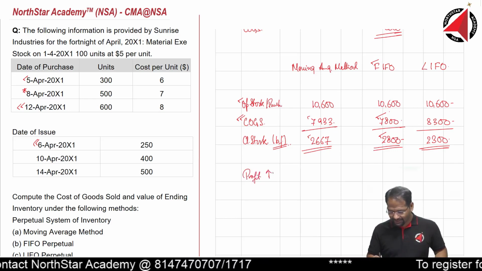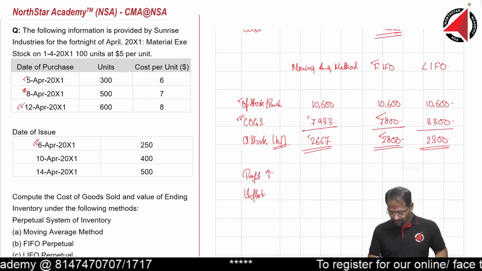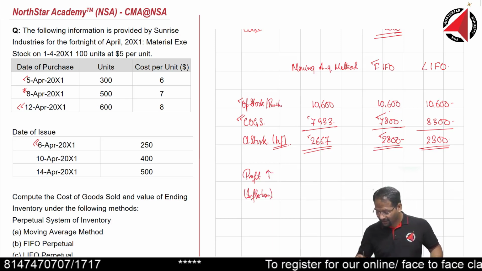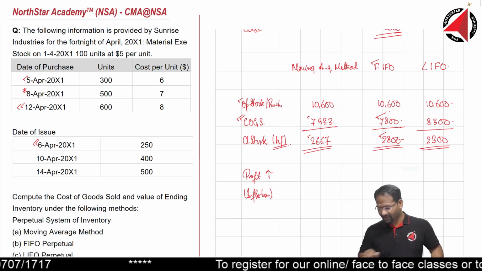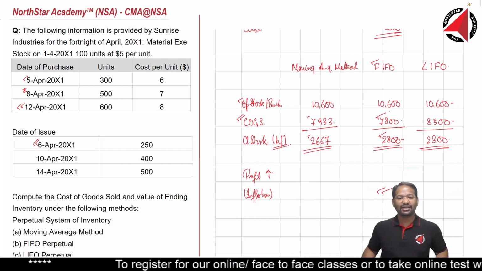Profits will be highest under which situation? Inflationary. Under which method? Under FIFO method. Under which will it be lowest? Under, of course, the opposite, the LIFO method.